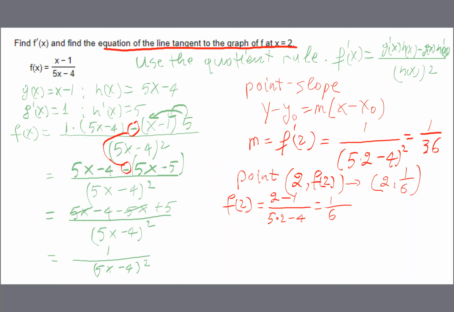So we're going to plug these into this equation. y minus y0, which is 1/6, equals the slope m, which is 1 over 36 times x minus x0, and x0 is 2. So 2 is x0, 1 over 6 is y0. 1 over 36 is m.